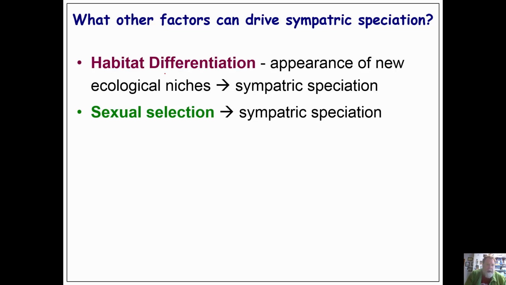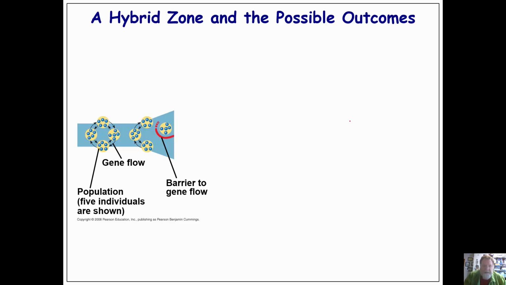I don't know why. So what we tend to see is habitat differentiation. We see the appearance of new ecological niches. We tend to see that favor sympatric speciation, where one species may go on and exploit new areas. Sexual selection, also, we tend to see sympatric speciation occur because you have preferences between individuals.